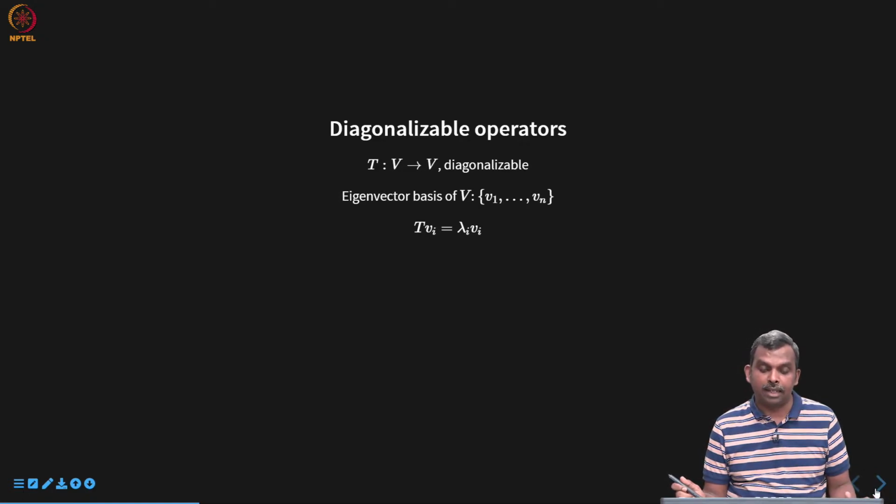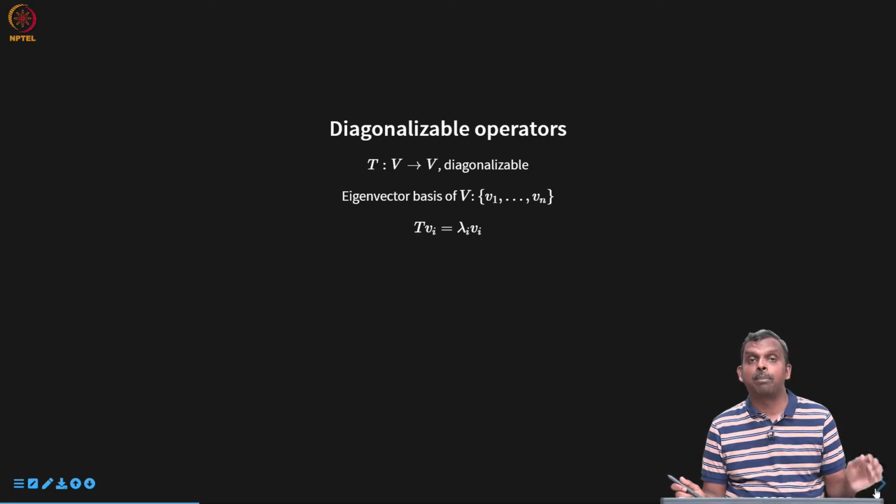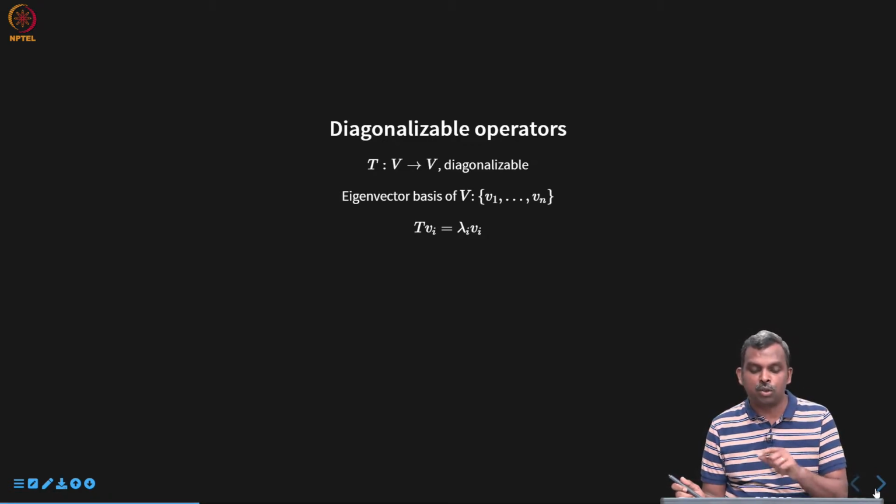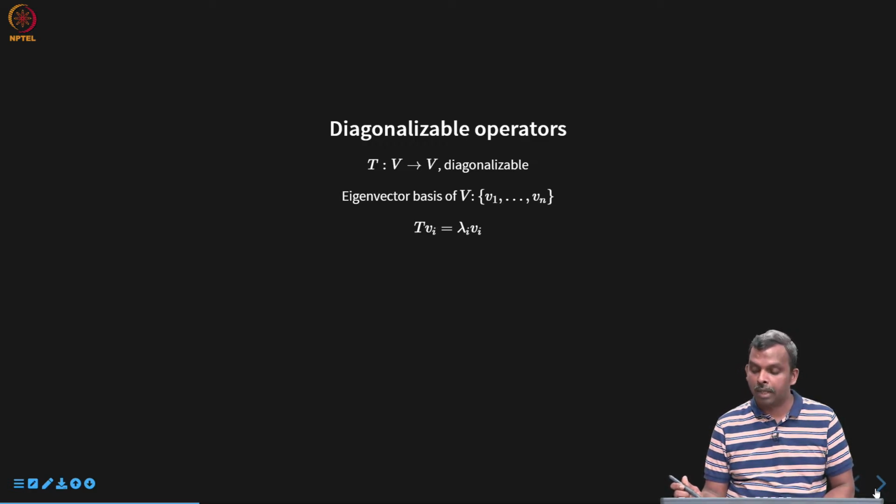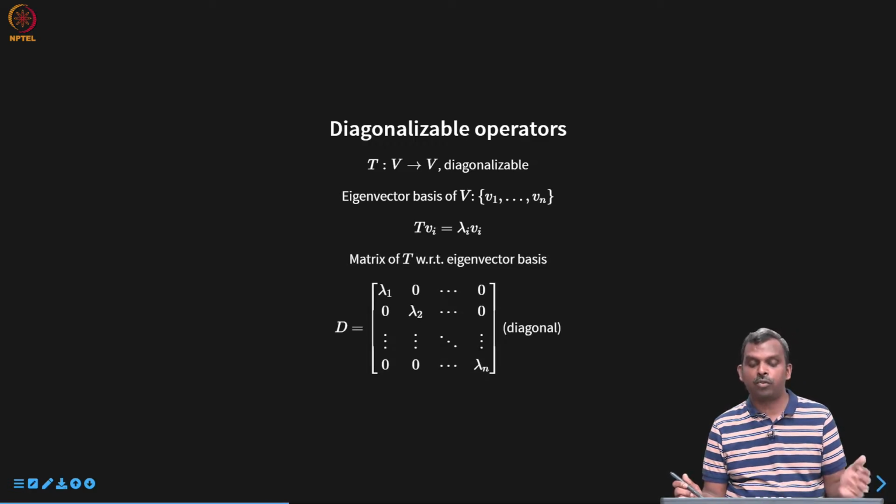If you have an operator T from V to V, and I say it's diagonalizable, then it means that there is a basis of eigenvectors of T for the vector space V. The entire vector space V has a basis which is made of eigenvectors of T. Every vector in the basis is an eigenvector of T. Of course, the basis vectors have to be linearly independent, and they have to span the space. So this is all going to work with just eigenvectors of T. When you have that, you know that T v_i is going to be λ_i v_i.